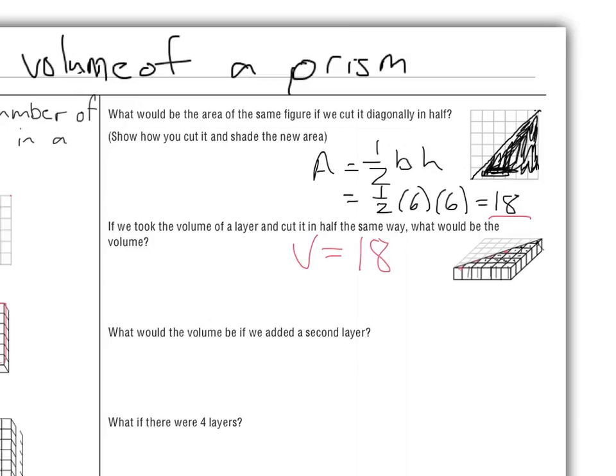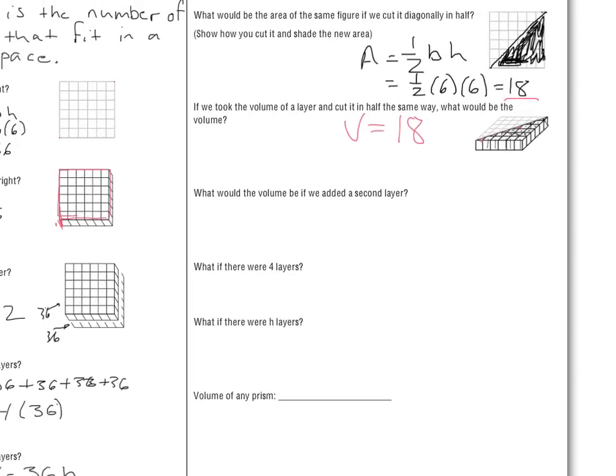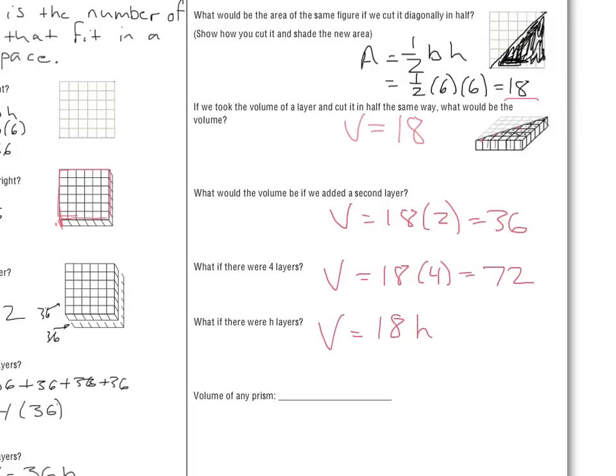So what if I added a second layer? Well, that's just the second layer of the same thing, so volume would equal 18 times 2, which is 36. 4 layers. In your brain, you're thinking volume is equal to 18 times 4 different layers, which is 72. And H layers, so again, don't know how many layers, is 18 times H. So again, we come back, and this is really just the area of the base.